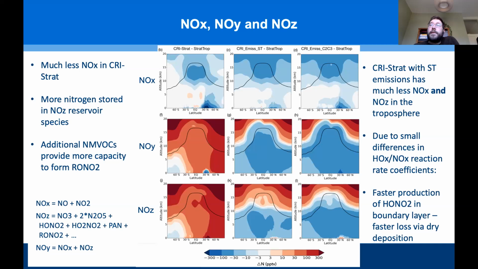Yeah, there is also faster production of nitric acid that occurs in the boundary layer, which means that you get more loss via wet deposition of nitric acid in the CRI-Strat scheme than you do in Strat-Trop, which also can really affect your total ozone production.